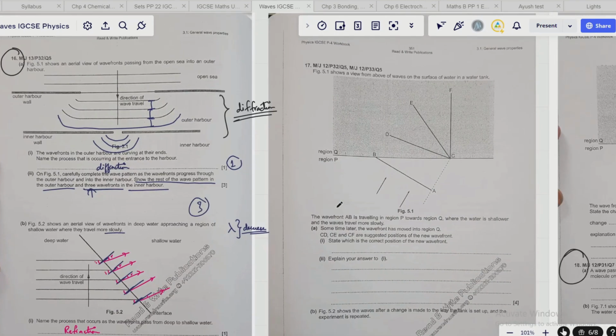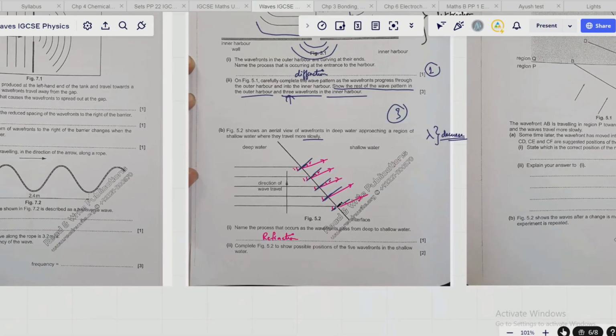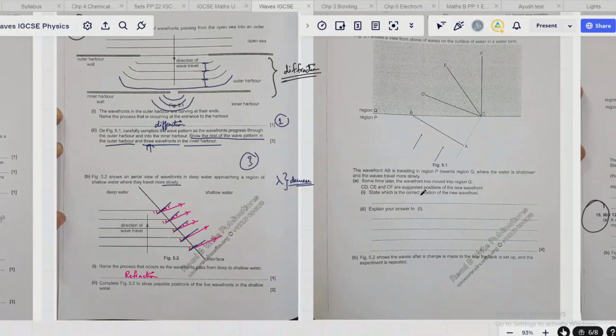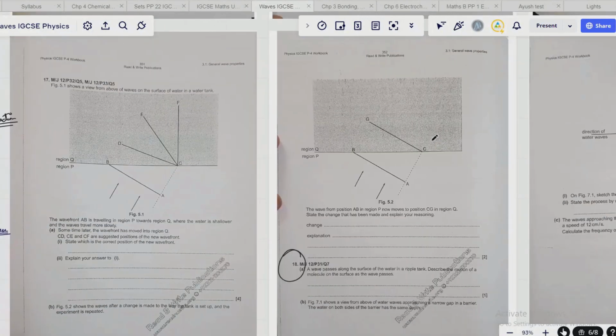Do you have a printer? Okay, so it's better if you take a printout of this. Questions are like these. It's better if you solve these questions on the paper itself. It will give you a better understanding of how you will draw these wavefronts.